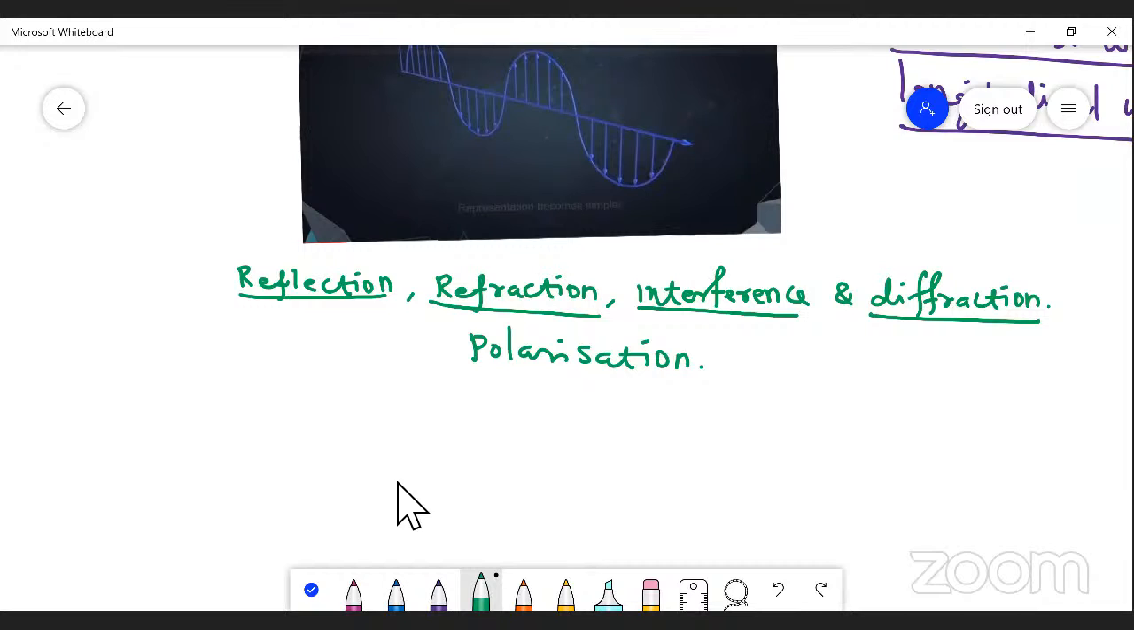Okay, all of you listen. Reflection, refraction, interference, and diffraction. These are phenomena of light. So these phenomena tell us light is a form of wave. Light is a form of wave. But these phenomena do not tell us whether the light wave is either transverse or longitudinal.